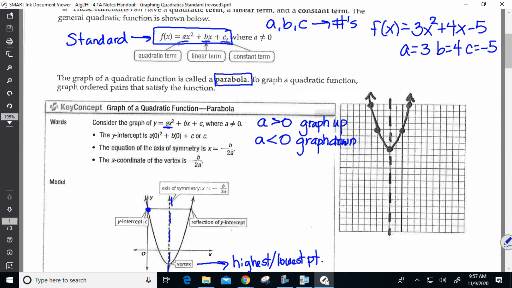As you can see from the example that's provided to you, this graph is opening up. This dot that I just filled in would be your vertex. Your vertex here would be -2, 3. The dotted line is your axis of symmetry.